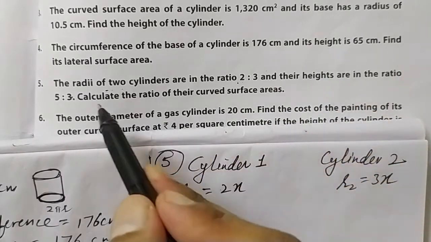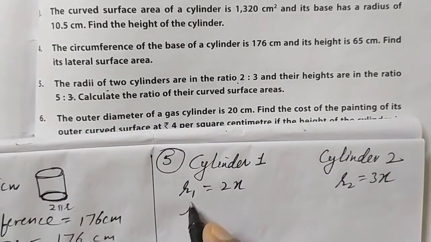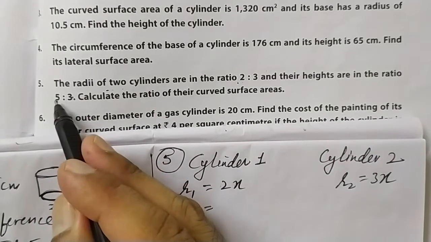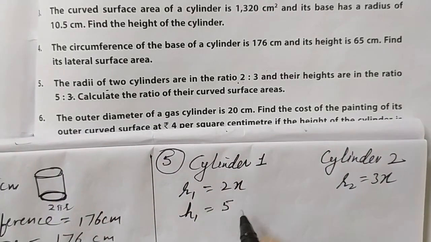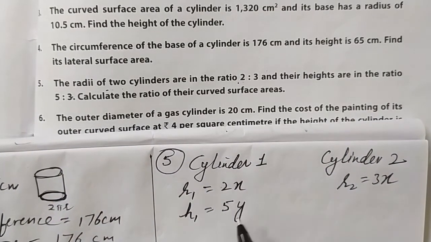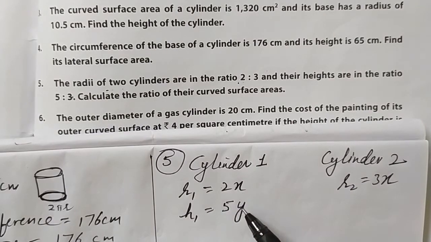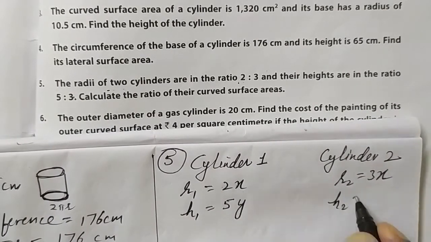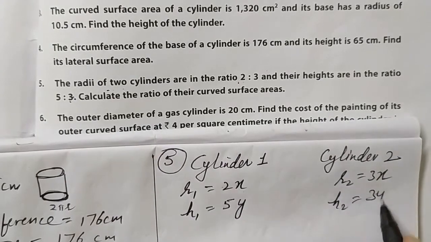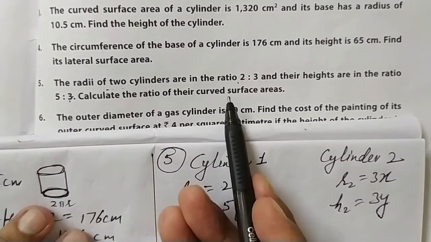Now heights are in the ratio 5:3. So let its height be h1, so it will be 5 something. You can take here 5y. Okay, so you should not take the same variable here, right? So here h2 will be 3y. Clear? Now we have to find the ratio of their CSAs.